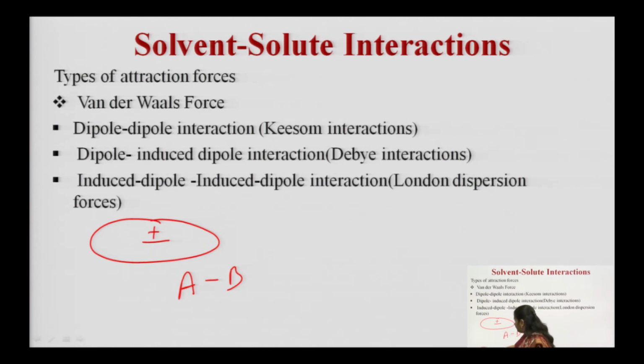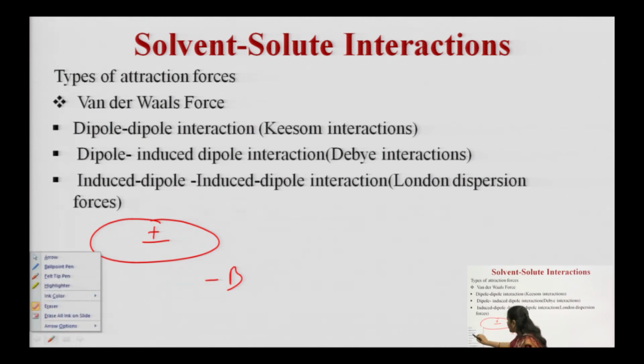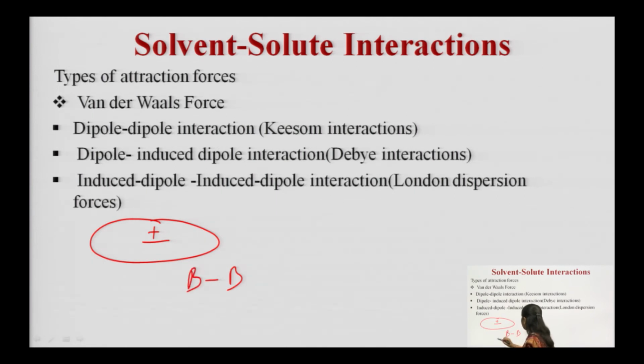Suppose it is your bond between B and B. So both are the same atoms, so there is no electronegativity difference between them. So what will happen? The electron cloud will be uniformly distributed, so no poles will be formed. So these are the non-polar molecules.